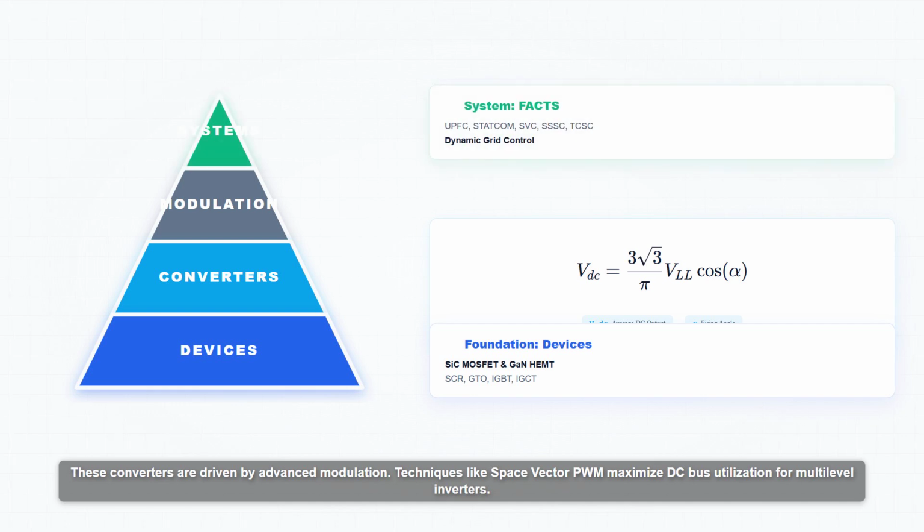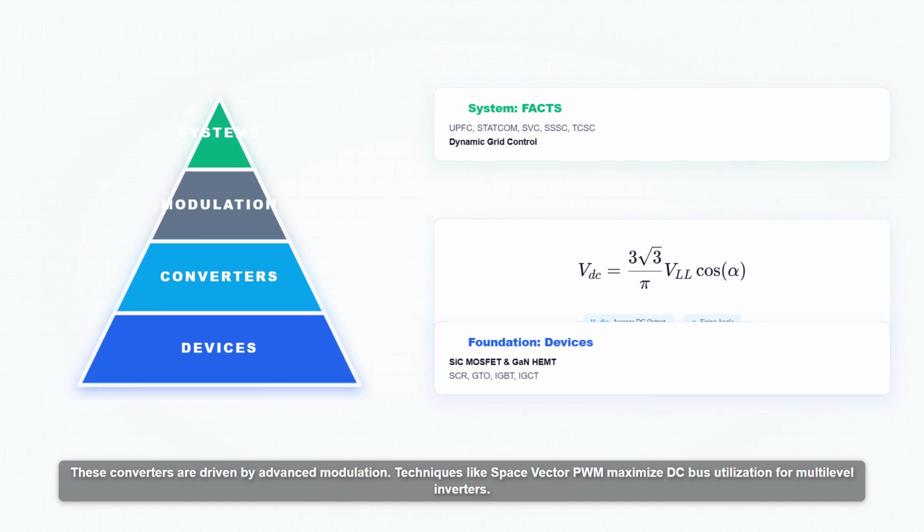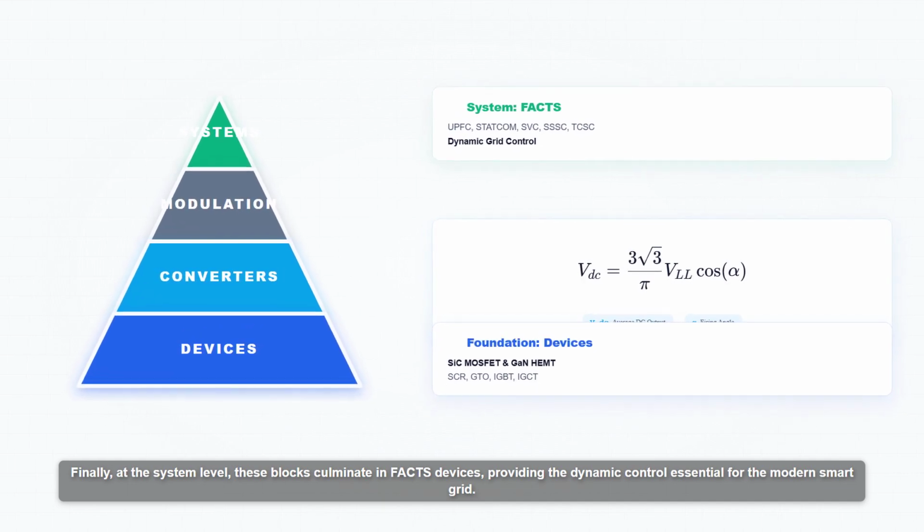These converters are driven by advanced modulation. Techniques like space vector PWM maximize DC bus utilization for multi-level inverters. Finally, at the system level, these blocks culminate in FACTS devices, providing the dynamic control essential for the modern smart grid.